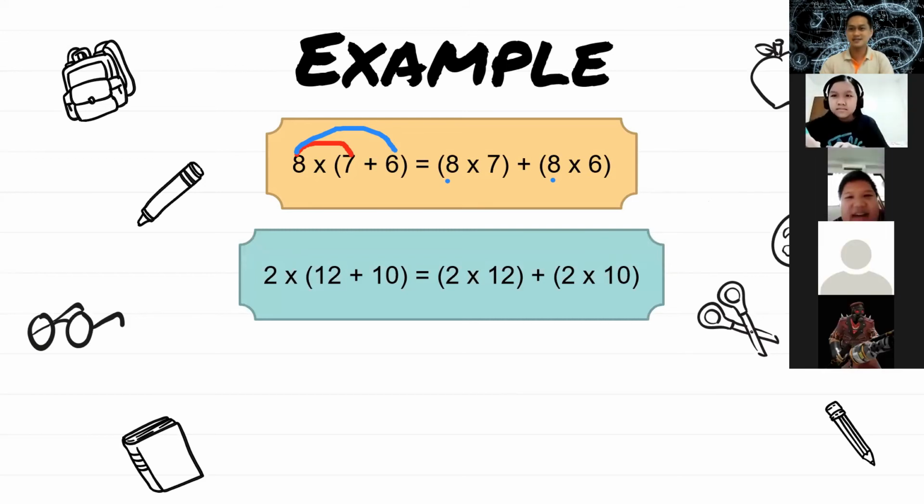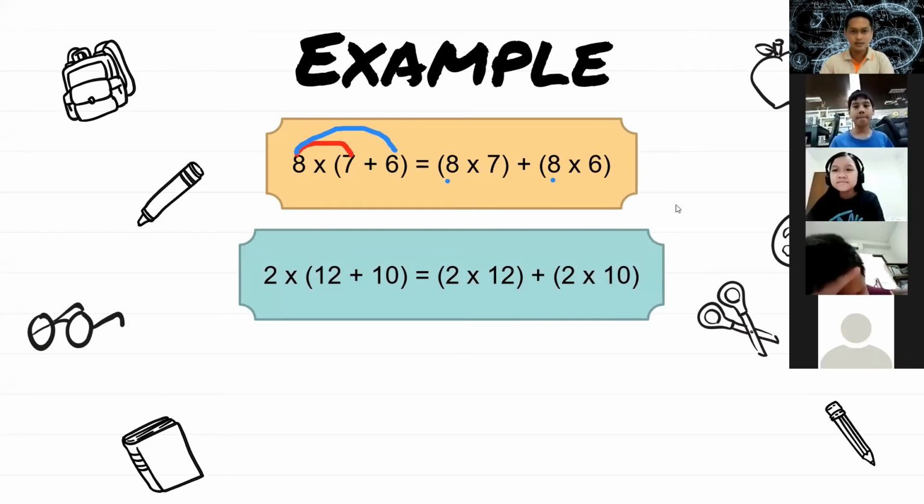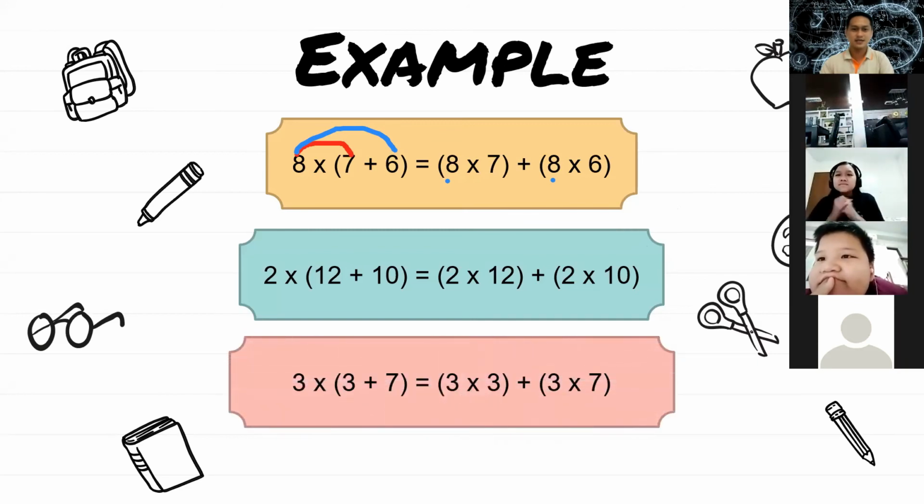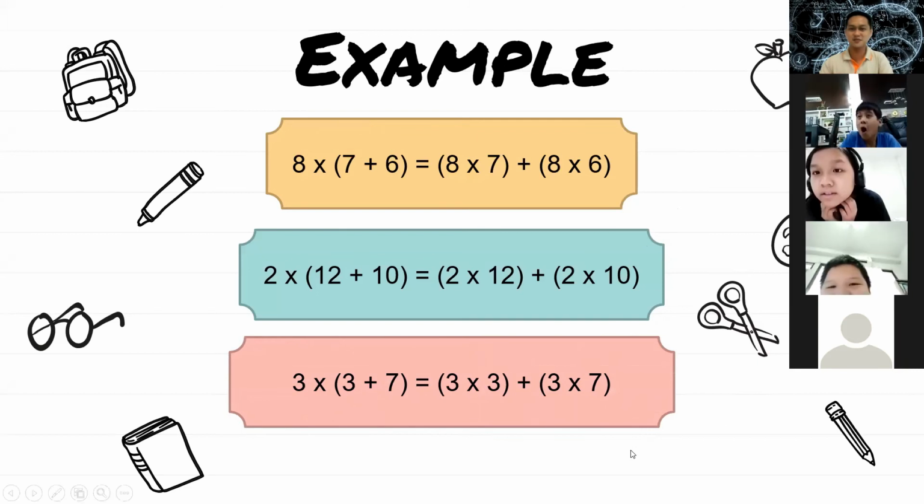Anyone can answer? 44. Very good. Yes, 44. Next, we have 3 times 3 plus 3 times 7. Easy. 30. Very good. Okay. So do you understand this distributive property?